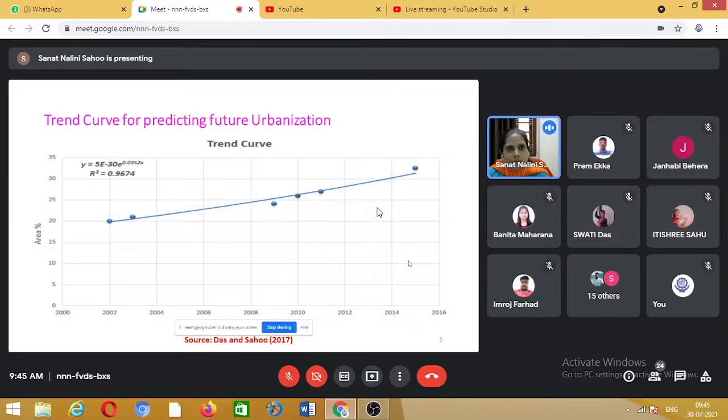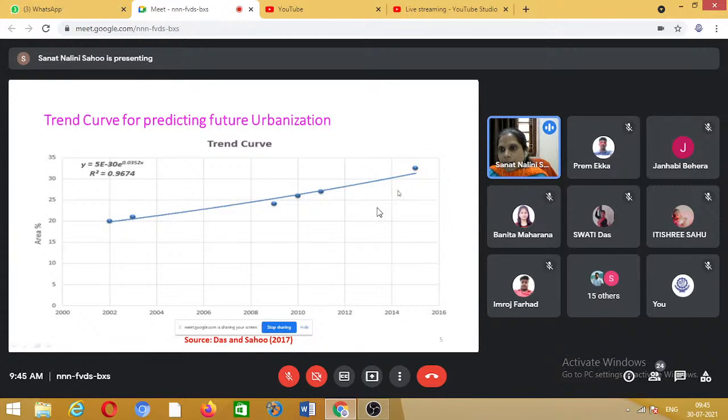In the next slide, we'll see how the trend of urbanization has taken place from 2002 to 2011. If you plot it and fit the best curve, then you will find that the urban growth is found to grow exponentially, as the equation shows. It is an exponential equation with an R-squared value of 0.96. So you can show that it has been growing exponentially from 2002 to 2011 or so.